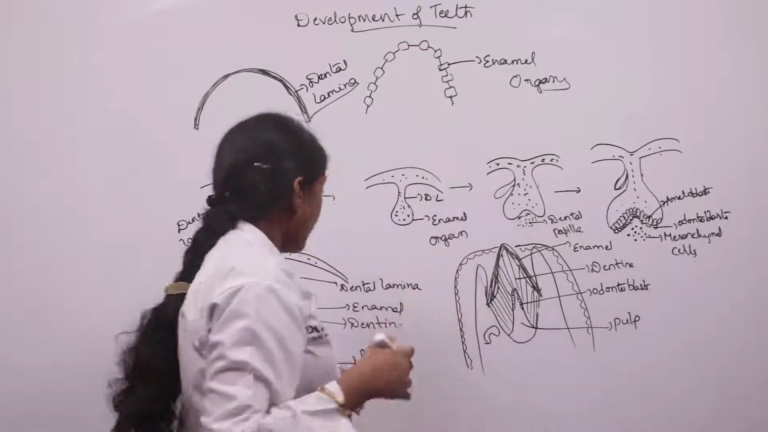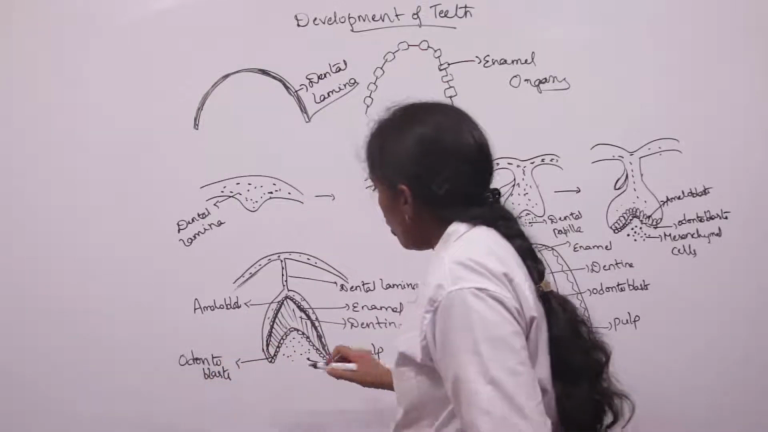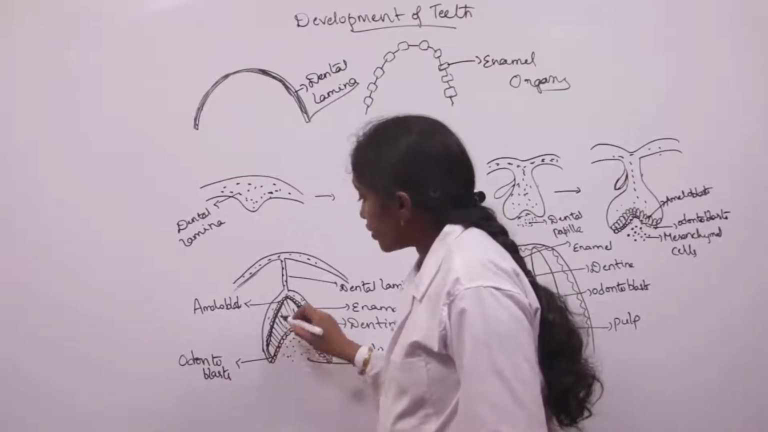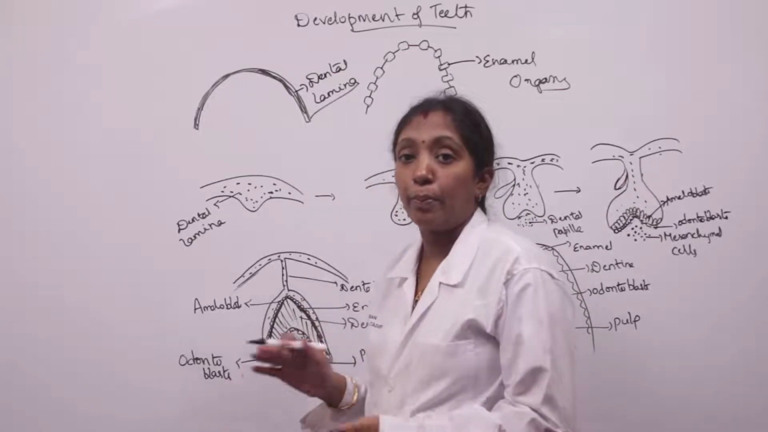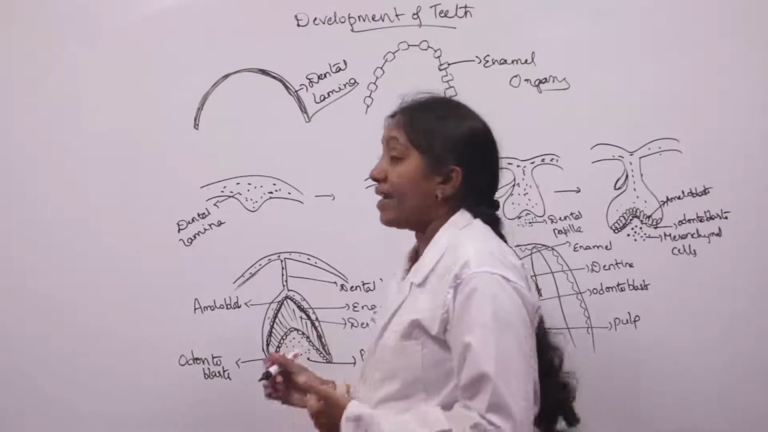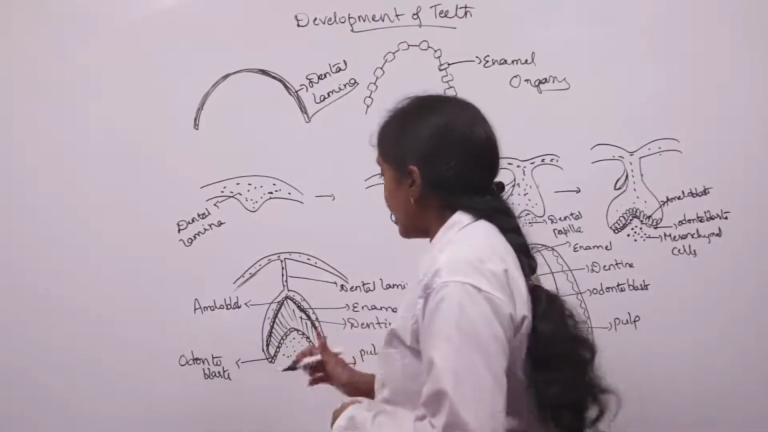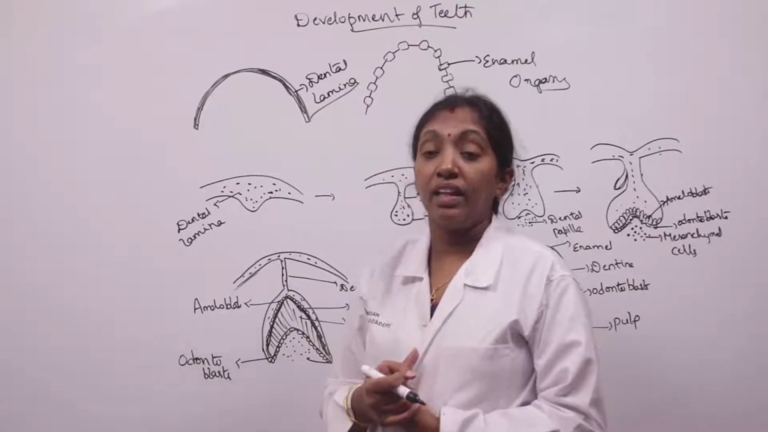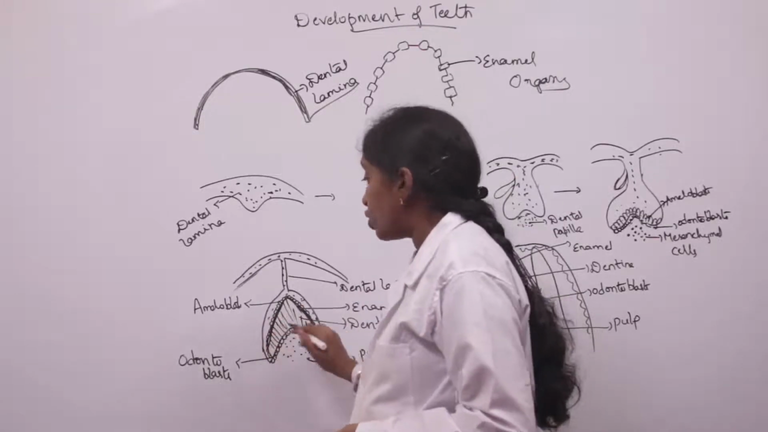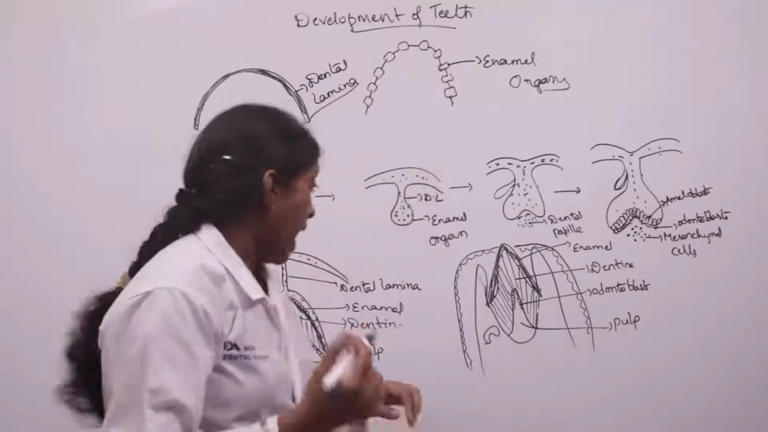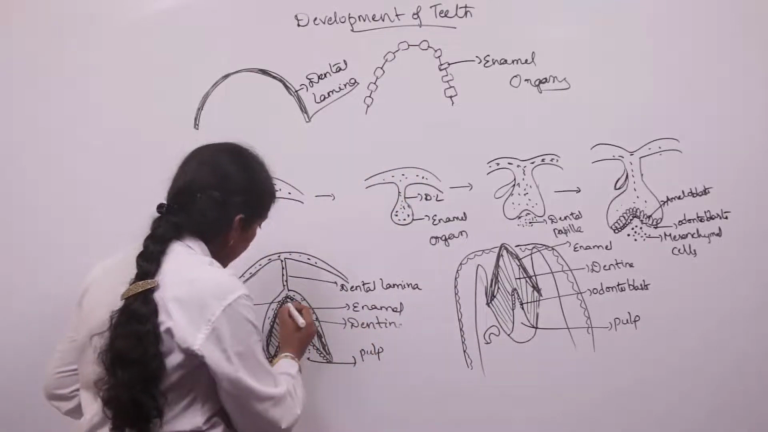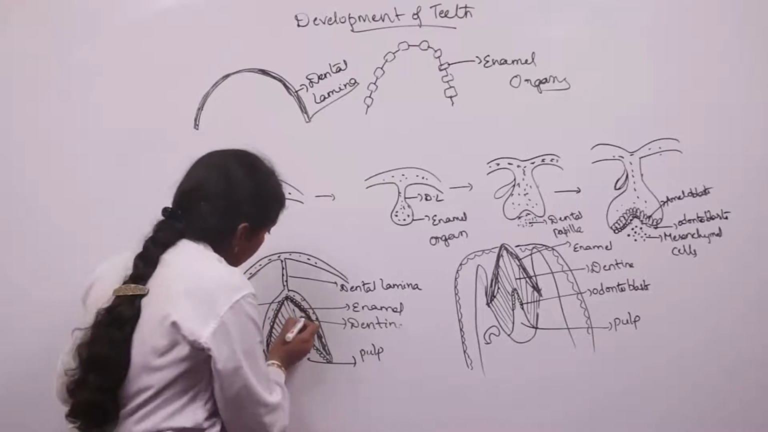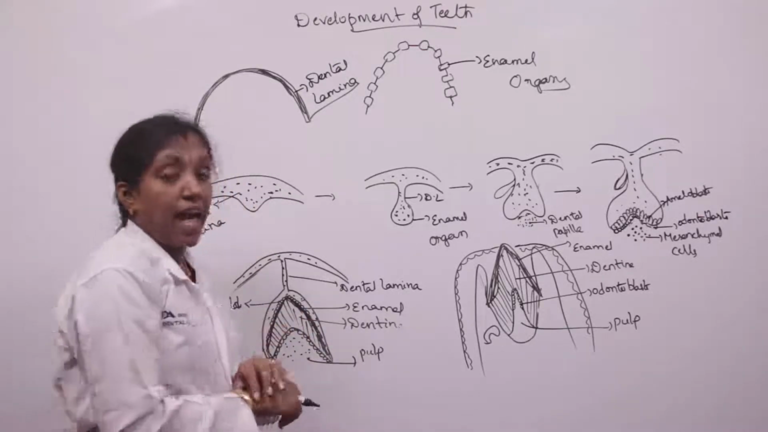Okay, now what happens here is these ameloblast cells give rise to a layer. The ameloblast cells deposit one hard layer, the hardest material, that is called enamel. So ameloblast cells give rise to enamel. The area which I have represented with dark black color is enamel.